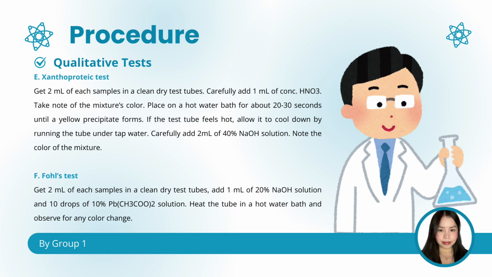For F, fake test, get 2 ml of each sample in clean, dry test tubes.